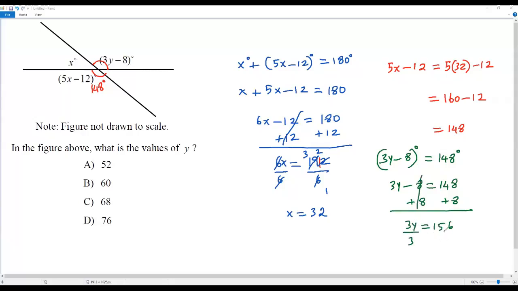Now I divide both sides by 3. So this 3 will cancel out. 3 goes into 3 one time. 3 goes into 15 five times. And 3 goes into 6 twice. So I get y equals 52. I have solved for y, and y equals 52. The correct answer choice for this question is option A.